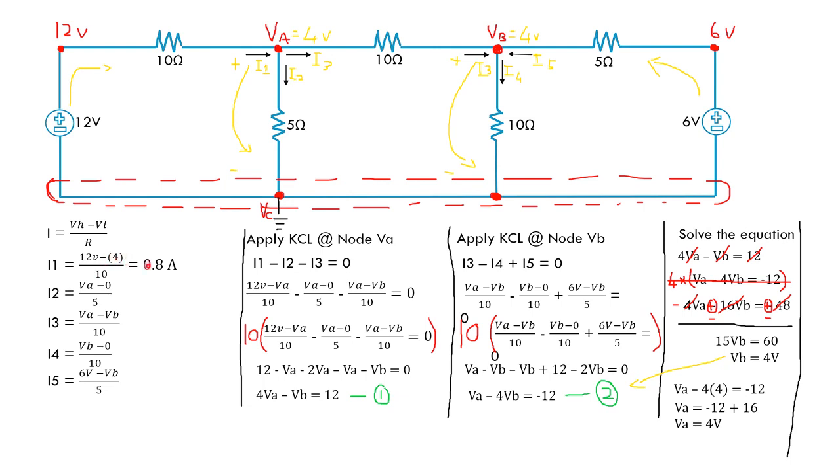Okay, the first one, for I1, we get 0.8 ampere. The second one, I2, is also 0.8 ampere. I3 is 0 ampere, so there is no current flowing here. I4 is equal to 0.4 ampere and I5 is equal to 0.4 ampere.